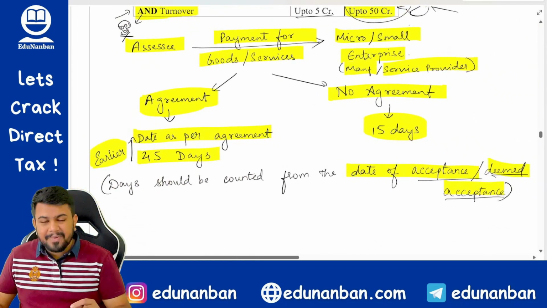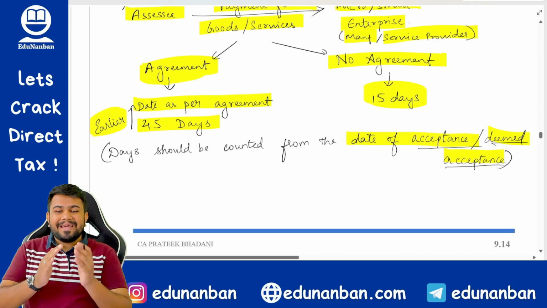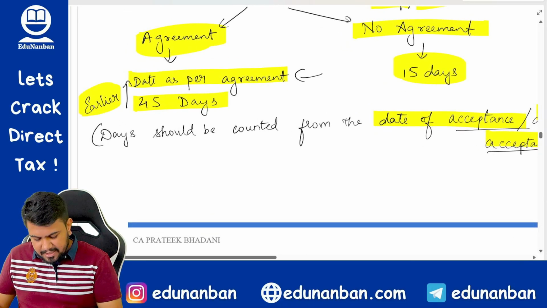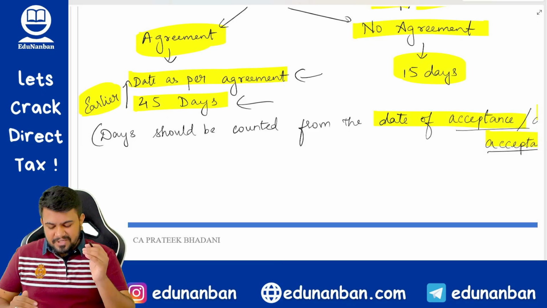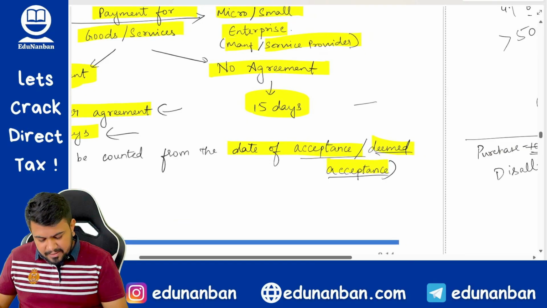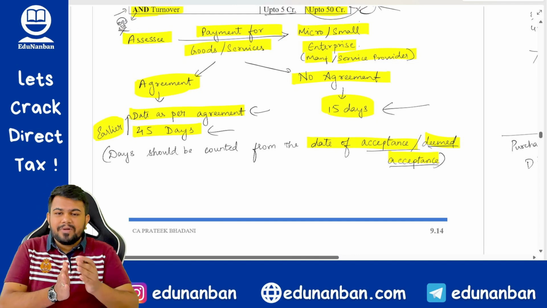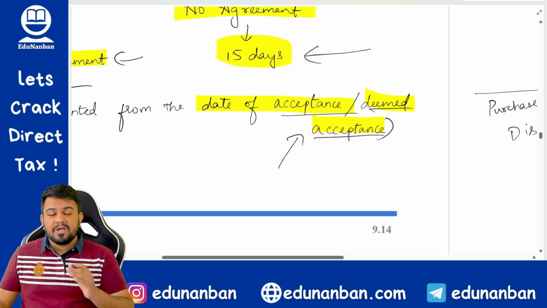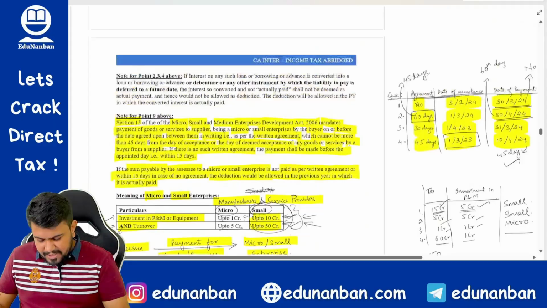Now what is the due date of payment as per MSMED Act? See here, if the assessee is making the payment for goods or services to a micro or small enterprise, then you should see whether there is an agreement or no agreement. If there is an agreement, then the payment should be made within the date as per the agreement or 45 days, whichever is earlier. And if there is no agreement, then the payment should be made within 15 days. Okay, and from when should you start counting this number of days? You should start counting the days from the date of acceptance of goods or services or deemed acceptance of goods or services. Okay, so this is the MSMED Act provision.